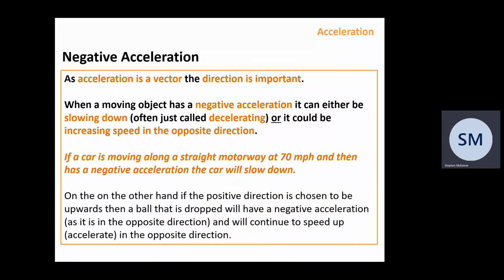Because acceleration is a vector, the direction is important. So an object can have negative acceleration, and that can mean that it's either slowing down, so the magnitude is decreasing, or it could be increasing speed in the opposite direction. Positive and negative motion just means if I have an object that is going this direction or that direction, minus 2 meters per second and plus 2 meters per second, now it's the same rate of change of distance, but in different directions.